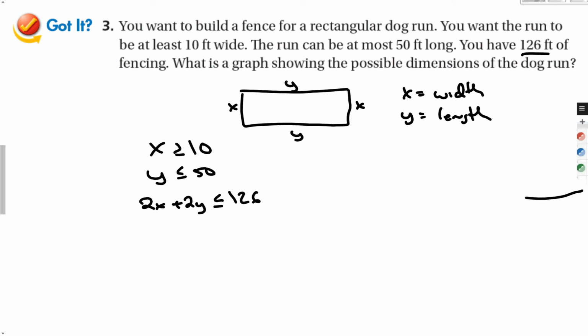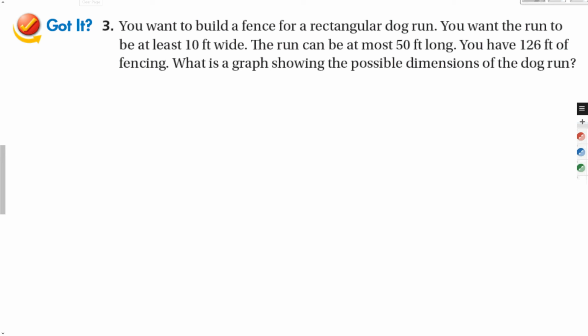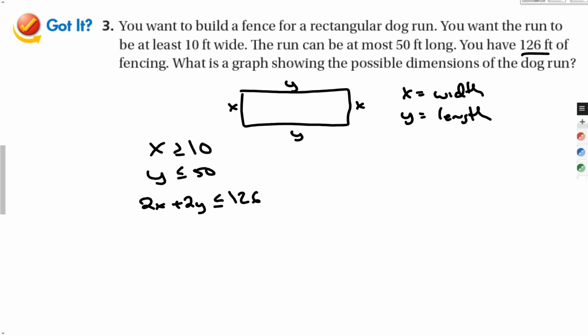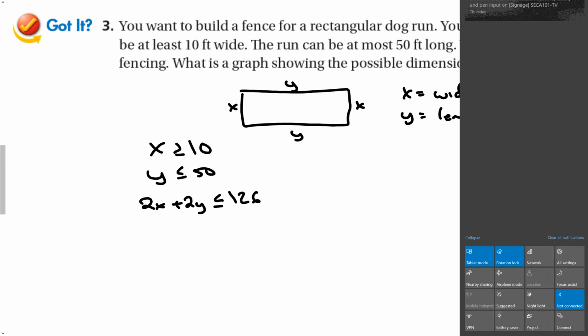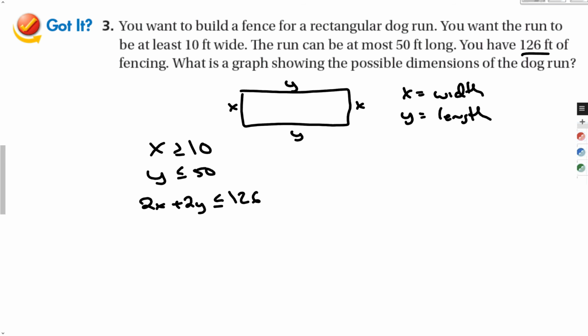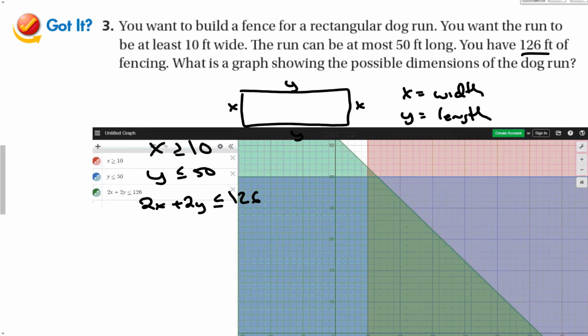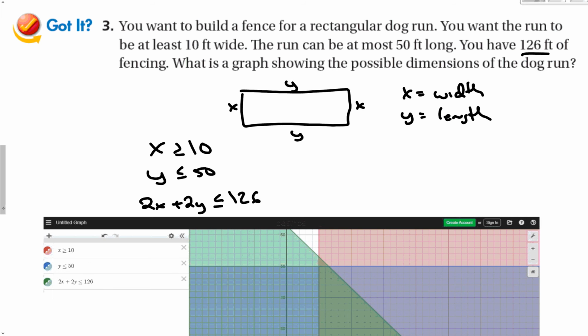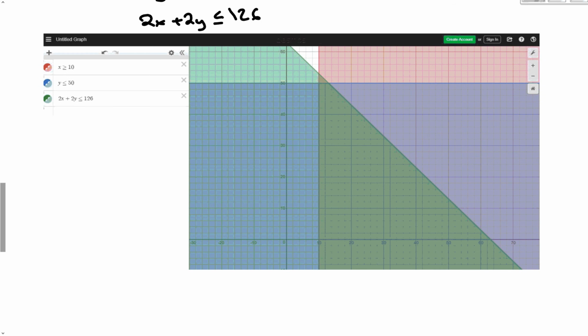I did this on Desmos. If you're not familiar, Desmos is a very nice graphing calculator that we can use to graph anything. We can see here, I have my three constraints set up on the left, and we can see that this area right in here is where the three different constraints overlap. Any of those would be solutions to the system.